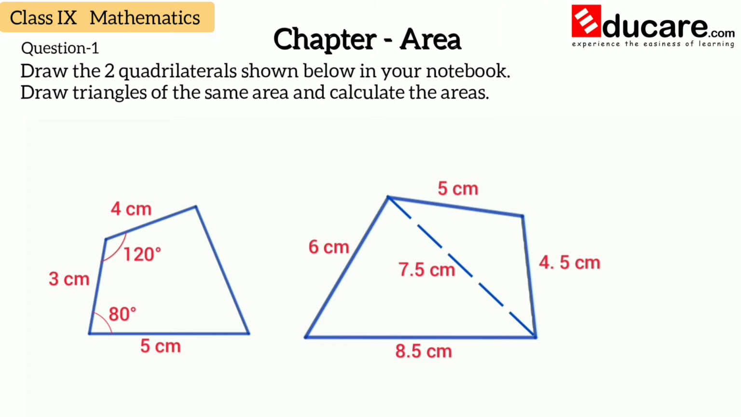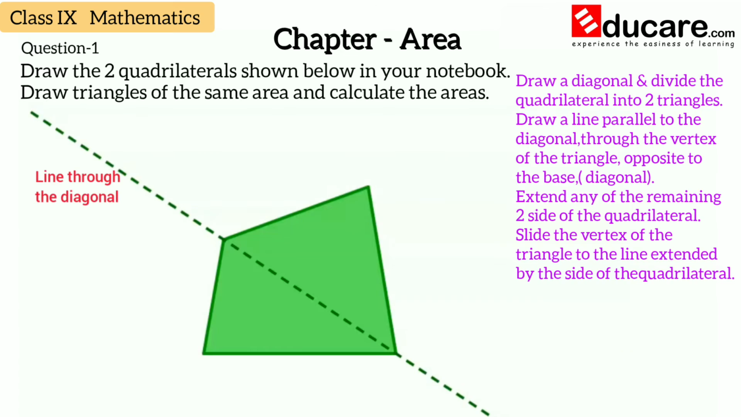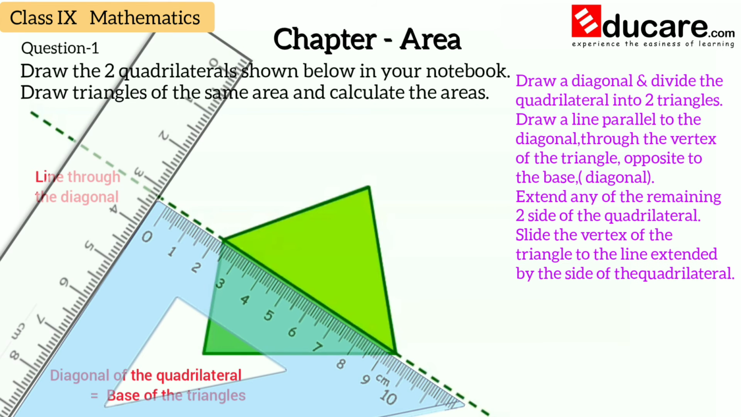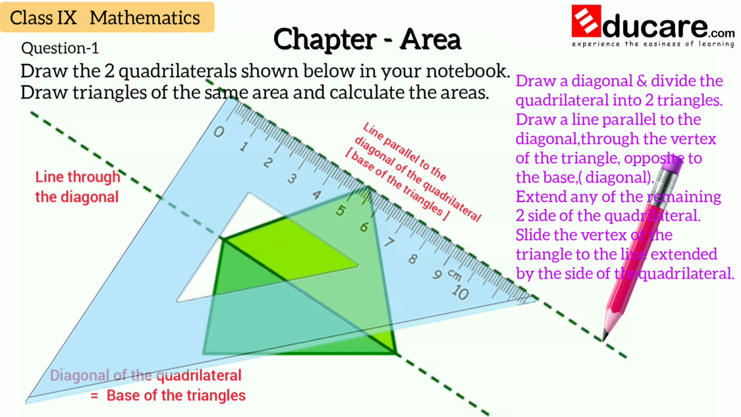Let's move on to the first quadrilateral. Here shows how to draw triangles of the same area as that of the quadrilateral. Draw a diagonal to divide the quadrilateral into triangles. Now, the diagonal can be taken as the base of the triangles. So, draw a line parallel to the diagonal through any of the remaining two vertices of the quadrilateral.